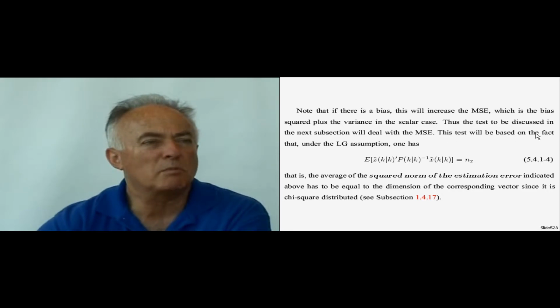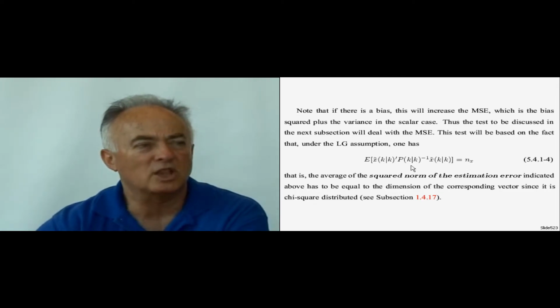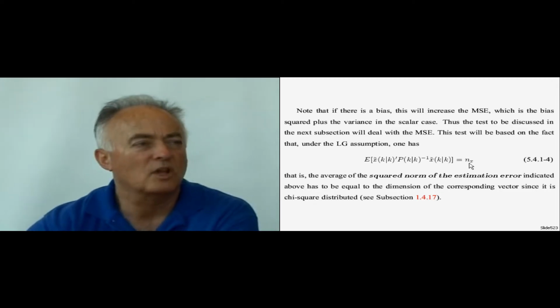So the test will be based on the fact that under the linear Gaussian assumption, we have the expected value of x tilde transpose P inverse x tilde, which is, under our assumption, again, because x tilde is Gaussian, Pkk is its covariance, this quadratic form is chi-square with nx degrees of freedom, the dimension of the vector x, therefore its expected value is nx. So the average of the squared norm of the estimation error has to be equal to the dimension of the corresponding vector in view of the properties of the chi-square distribution.